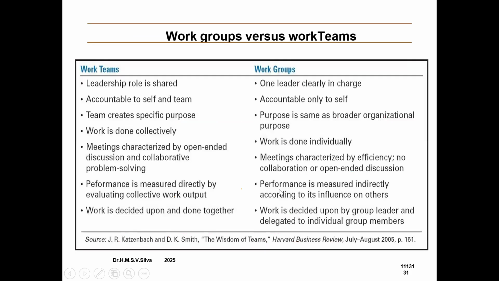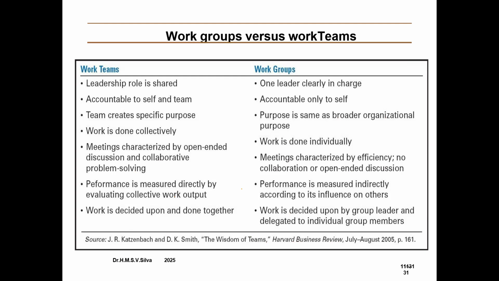I have differentiated here work team and work group. Like teams, leadership role is shared, but in a work group, the leader is clearly in charge. In a team, members are accountable to self and team, but in a work group, accountable only to the self. A team creates a specific purpose, but in a work group, the purpose is the same as the broad organization purpose. In a work team, work is done collectively, but in a work group, work is done individually. Team meetings are characterized by open-ended discussion and collaborative problem solving, but in a group, meetings are characterized by efficiency, with no collaboration or open-ended discussion, because we are only responsible for our own activity.